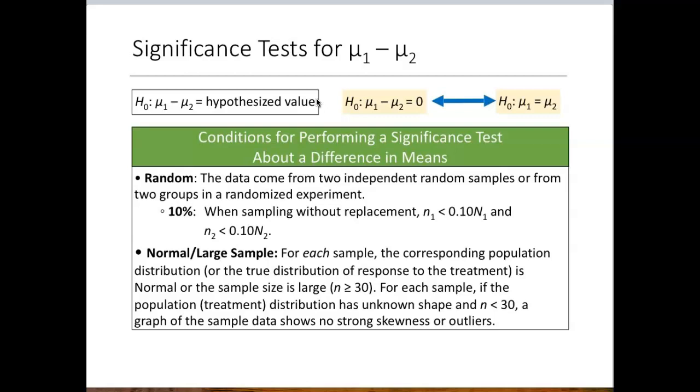Three, if neither of those is true, what do you do? Graph them. In this case, you would make parallel box plots, meaning box plots of both samples. Make some statement that you don't see any evidence of skew or strong skew or outliers, and then move forward. Same thing that we did in the last lesson, except now we're doing it for two populations because we're sampling from two populations, okay?